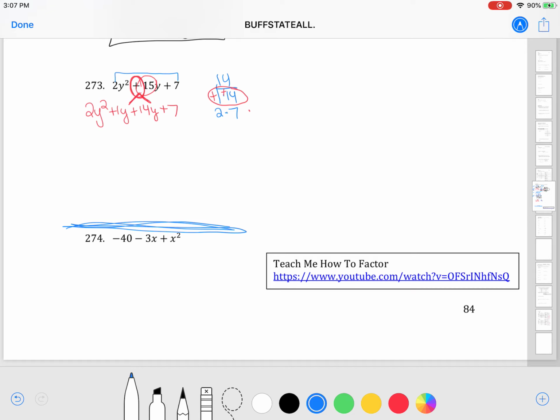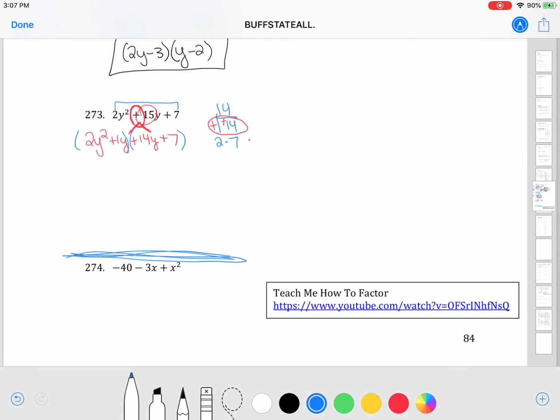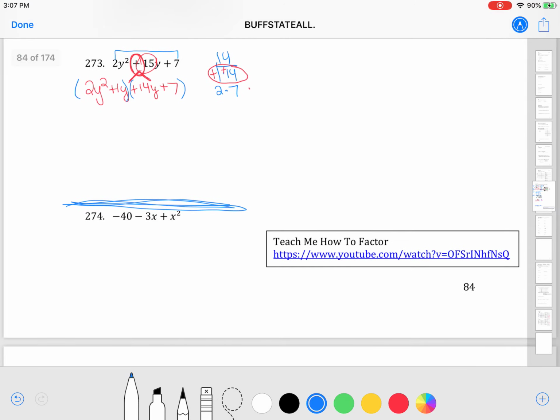That's the AC setup. Once you're done with this setup, you're going to jump straight into grouping because we just made it so that it had 4 terms. The whole point in that is to give it the grouping method. So of my groups, my first group has a GCF of y. So I have to take out that y, or 1y if you prefer, and put it out in front. 2y squared divided by y is 2y. And 1y divided by y, my y's cancel and just leave me with a 1.